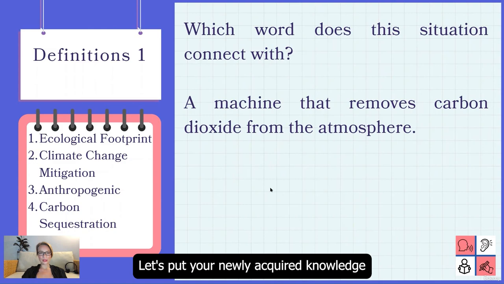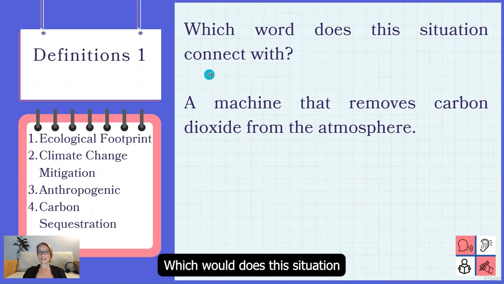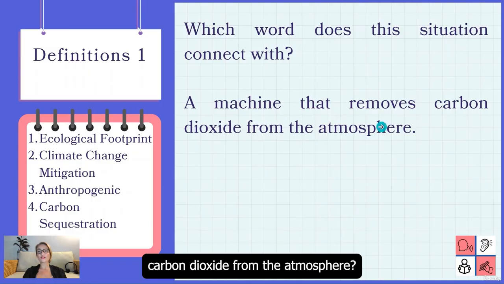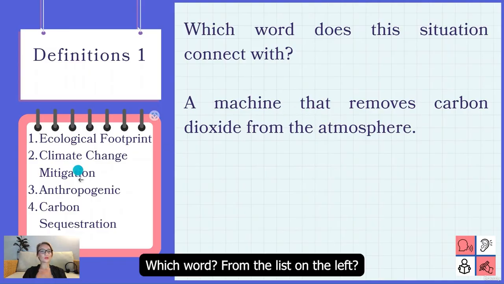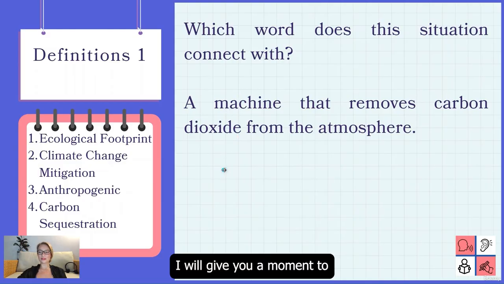Okay, let's put your newly acquired knowledge to use in a practical exercise. Which word does this situation connect with? Okay, a machine that removes carbon dioxide from the atmosphere. Which word from the list on the left best matches with this situation? I will give you a moment to think it through.